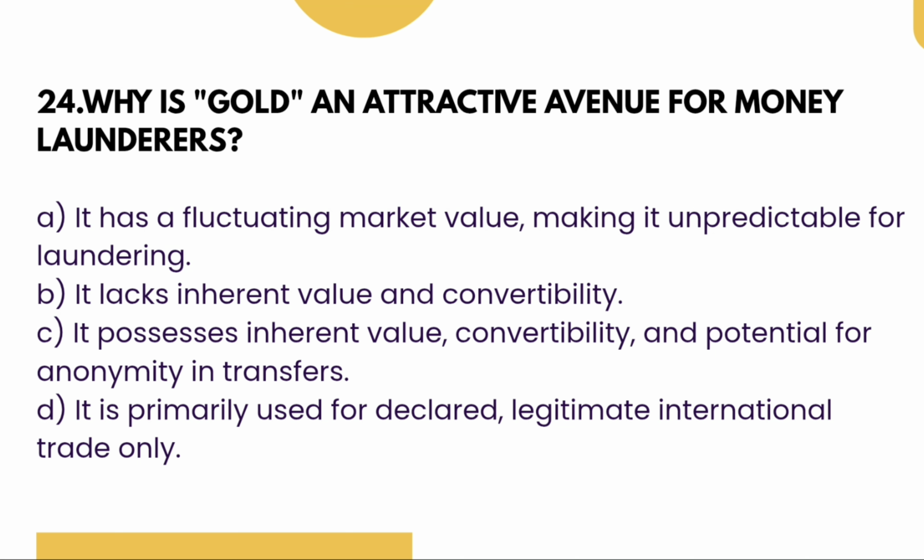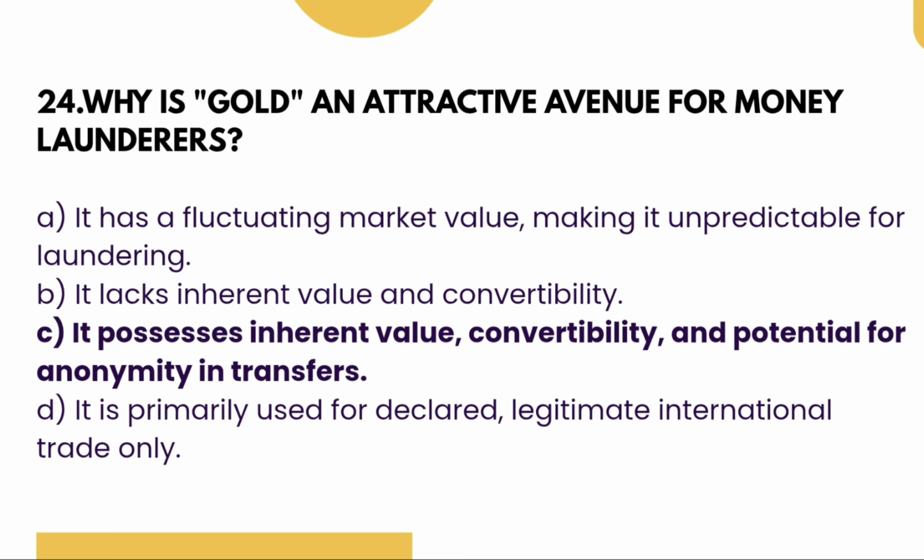A. It has a fluctuating market value, making it unpredictable for laundering. B. It lacks inherent value and convertibility. C. It possesses inherent value, convertibility, and potential for anonymity in transfer. And D. It's primarily used for declared legitimate international trades. The answer is C. It has inherent value and convertibility, and its potential for anonymity in transfer is huge.